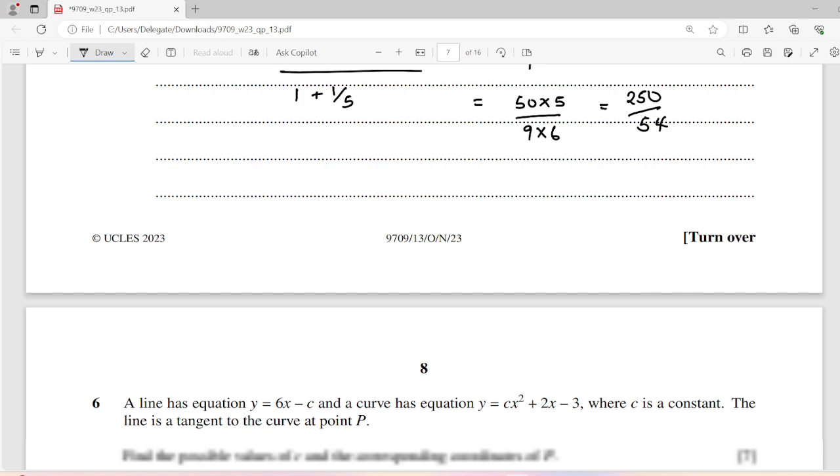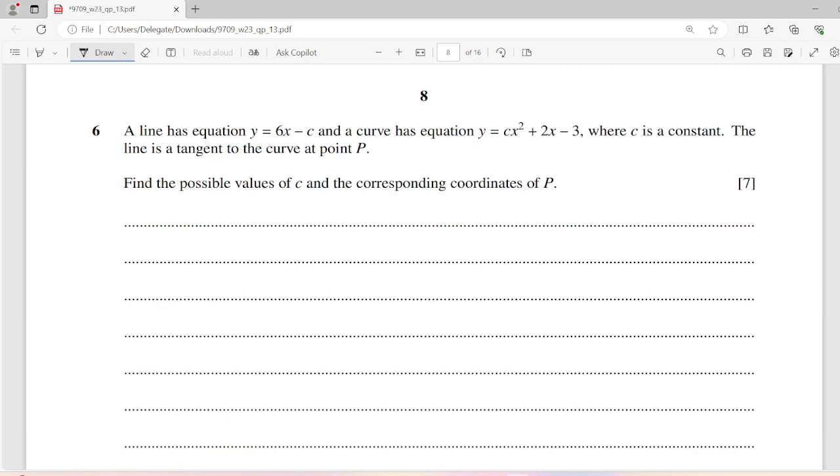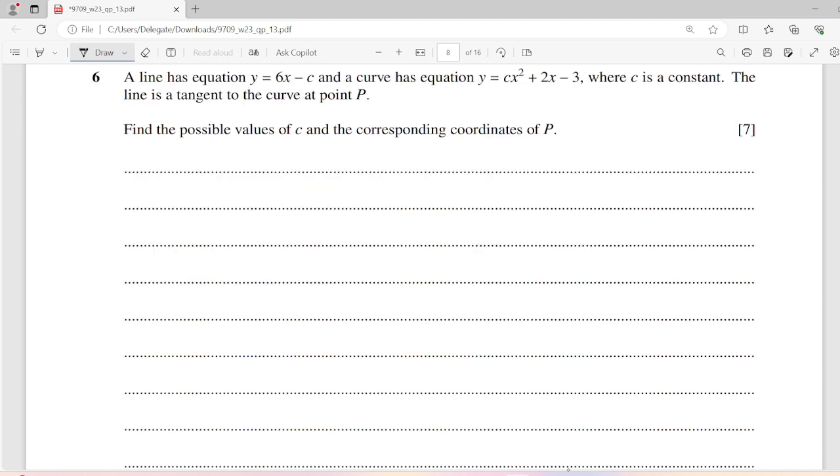So we go to question 6. Question 6 is about quadratics. We are told that a line and a curve intersect at one point. They want us to find the values of c and then the corresponding value of p. So what we do, we begin by solving simultaneously. They are all equal to y, so I equate them.